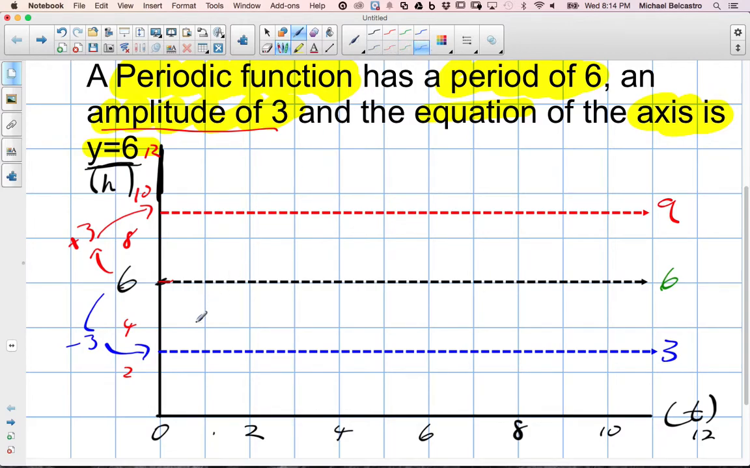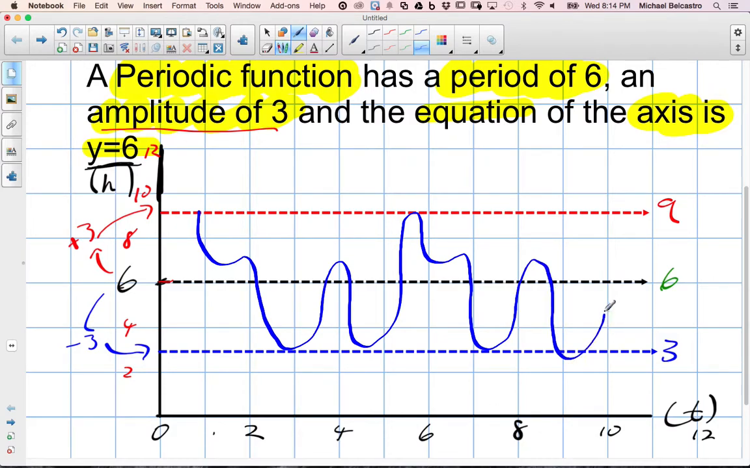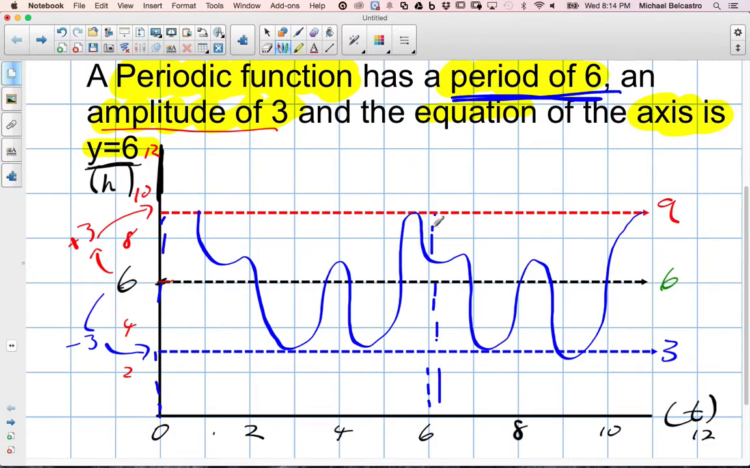So, let's make something real funny looking here. Let's see if I can repeat that. Right? And here's the real key here. The last thing that we haven't filled out is that the period is 6. Okay? So what it means is at this point, if we're starting at wherever it was at 0, that's where it has to repeat.